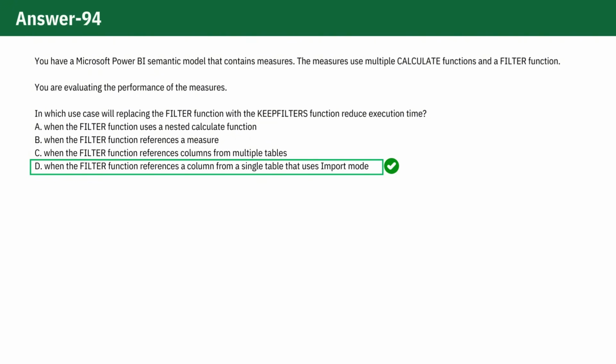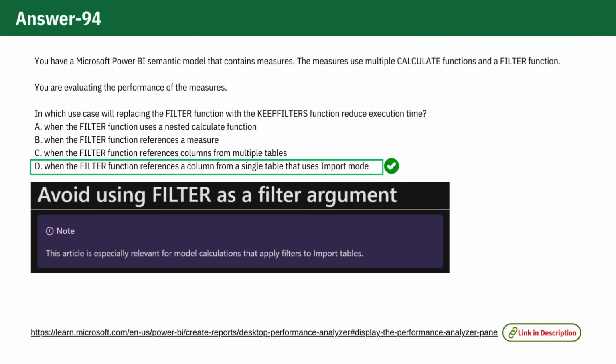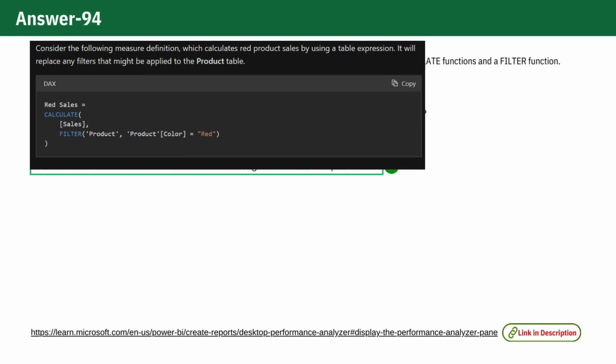This is because using keep filters optimizes measure definitions by employing Boolean expressions rather than table expressions. Import mode, where data is preloaded into memory, benefits significantly from this setup by reducing execution times. Keep filters ensures that any existing filters on the column are preserved, enhancing the performance of the query. If you see the documentation, it says this article is especially relevant for model calculations that apply filters to import tables.